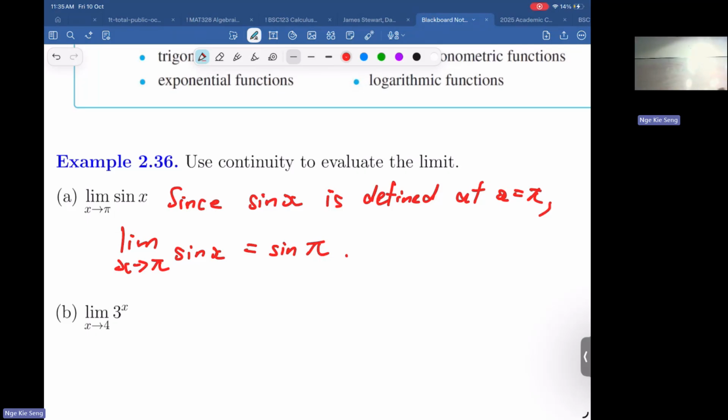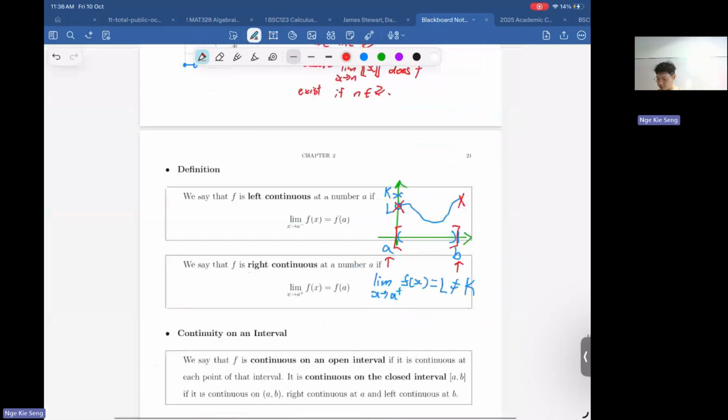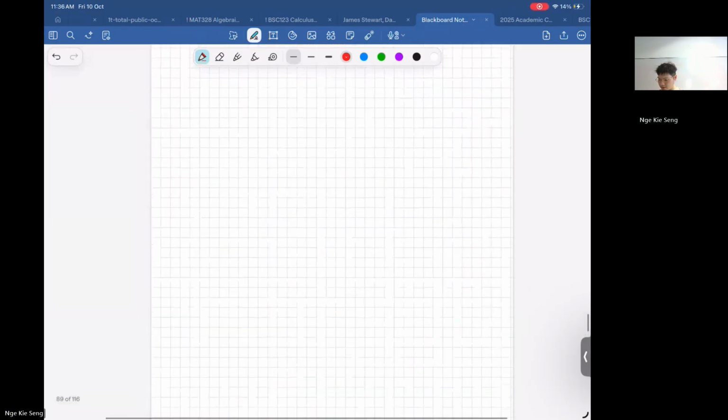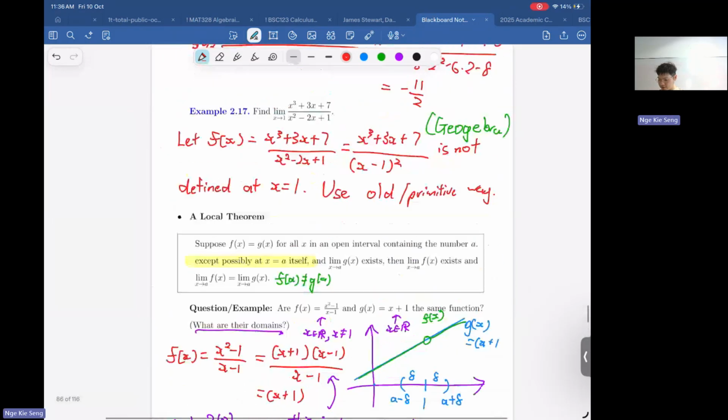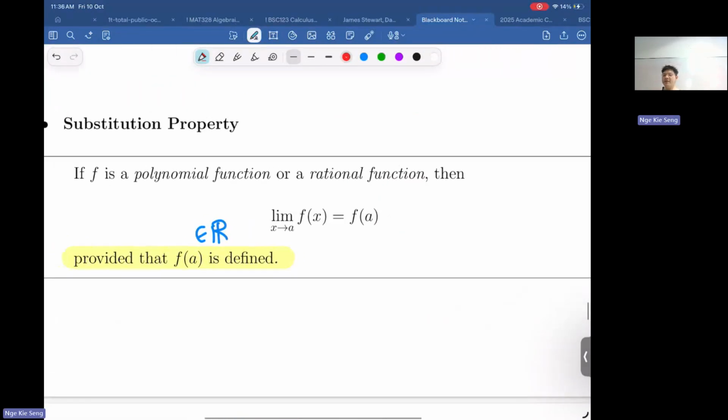So from this theorem here, do you finally know why we can do the substitution rule for polynomials? From here, do you know why we can use this substitution property now? What's the reason? If it is a polynomial, then we can do this substitution. Why? After you learn continuity, do you know why we can do this? Because a polynomial function is continuous.